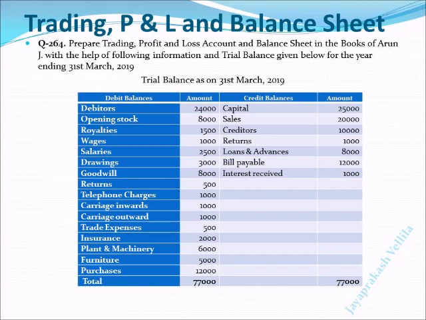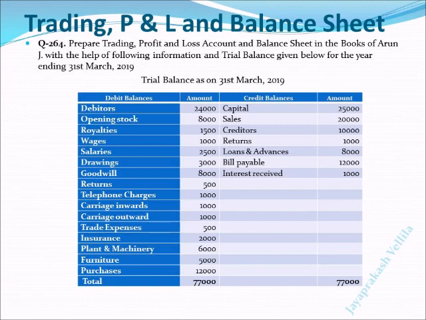In the side of debit balance, there are debtors 24,000, opening stock 8,000, royalties 1,500, wages 1,000, salaries 2,500, drawings 3,000, goodwill 8,000, returns 500, telephone charges 1,000, carriage inwards 1,000, carriage outward 1,000, trade expenses 500, insurance 2,000, plant and machinery 6,000, furniture 5,000, purchases 12,000.